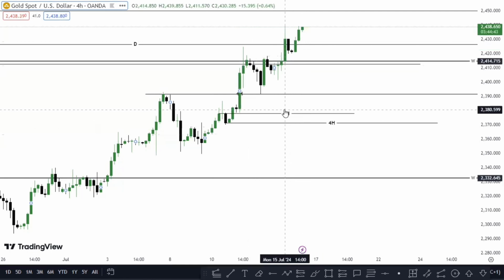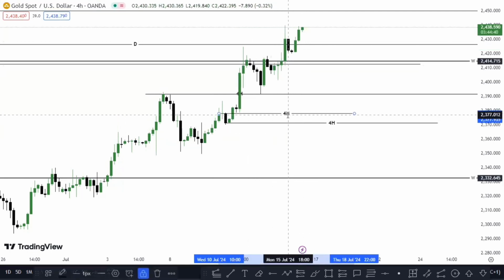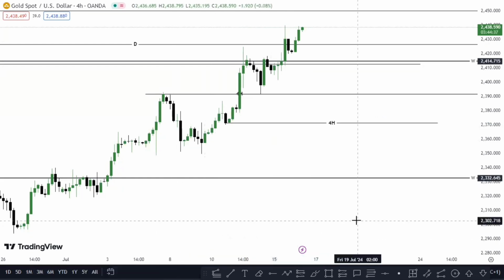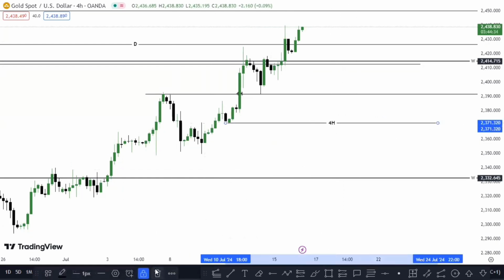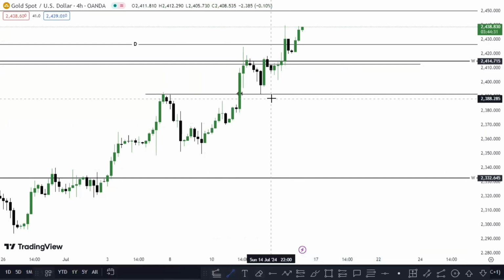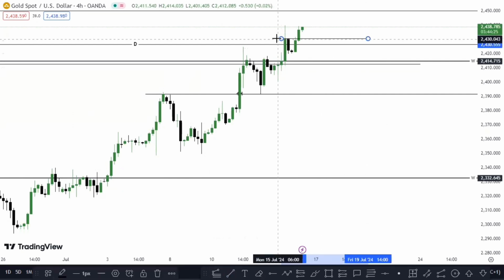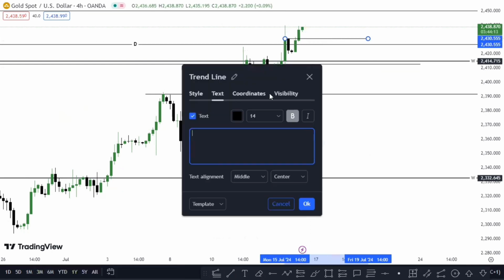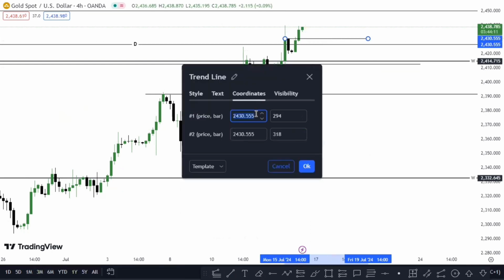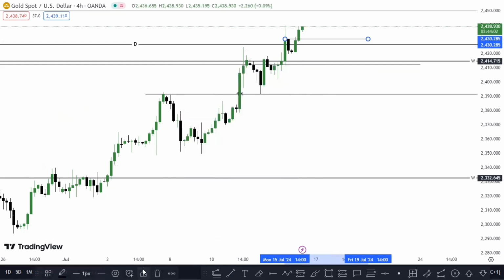So now for the 4 hours time frame, these are our previous levels, so I'll just go ahead and delete them. Now we are supposed to have a new level around here. This is our recent high for 4 hours. Then what's the close price? 2430.285. Then I will lock it.